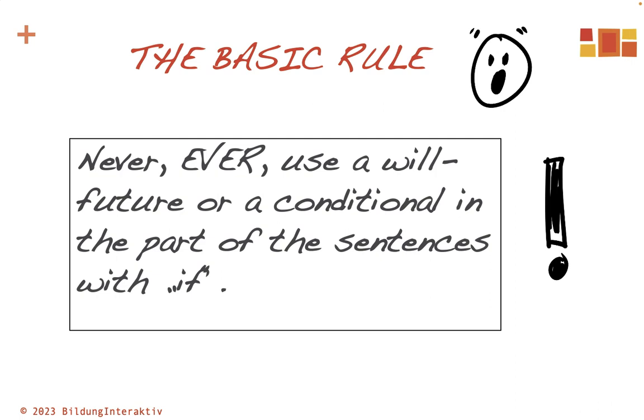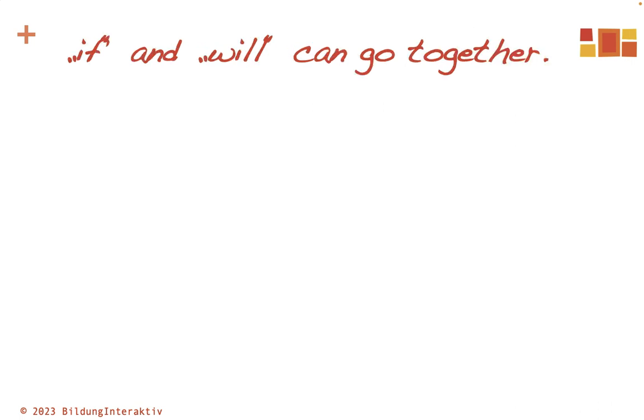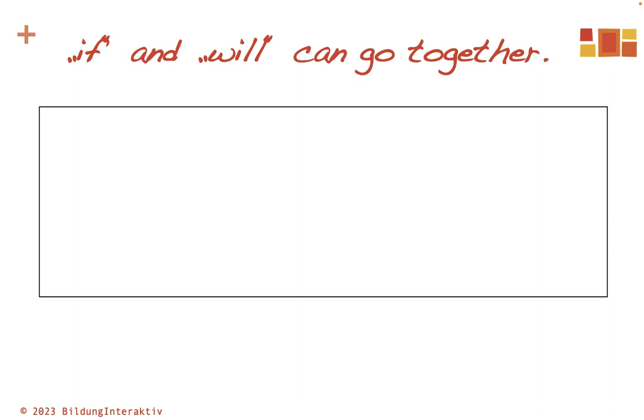Okay, now this is for the advanced learners among you, and we are going to have to break the rule. Isn't it lovely when we can actually break one of those rules? Okay, because yes, if and will can go together, and of course in the same sentence. Okay, I've actually put down some examples for you. Okay, let's have a look at this.